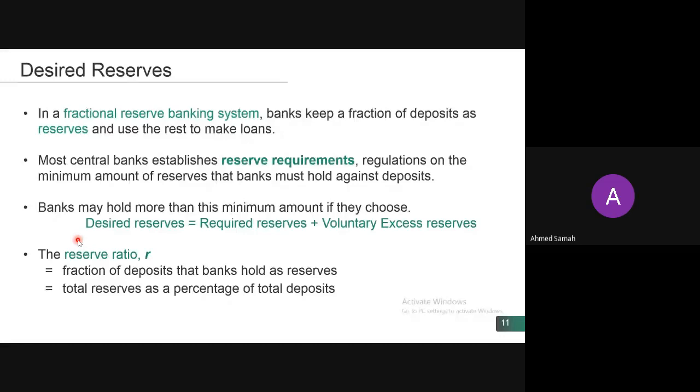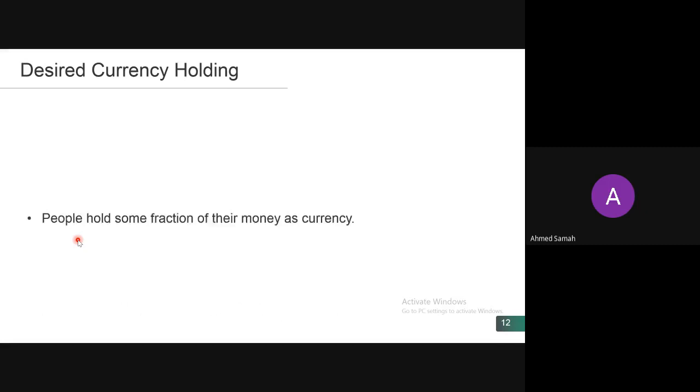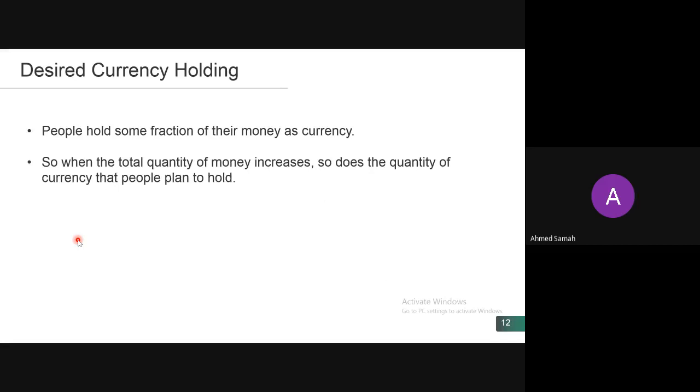Then there are the desired currency holdings. People hold some fraction of their money as currency. So when the total quantity of money increases, so does the quantity of currency that people plan to hold. This leakage of reserves into currency is called currency drain. The ratio of currency to deposits is the currency drain ratio.